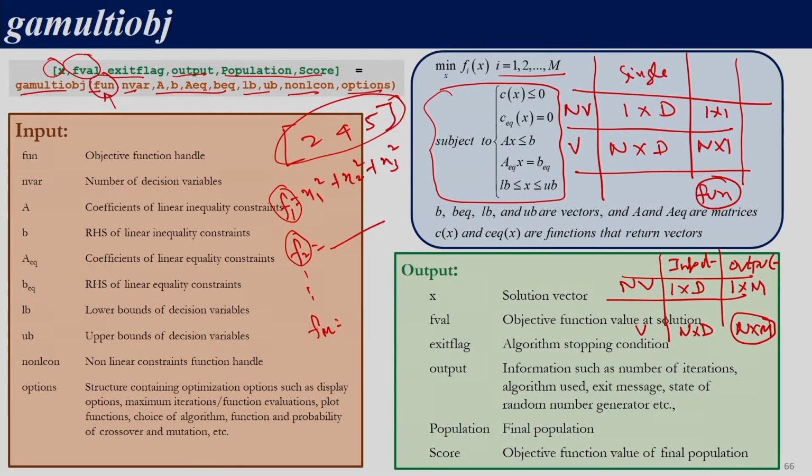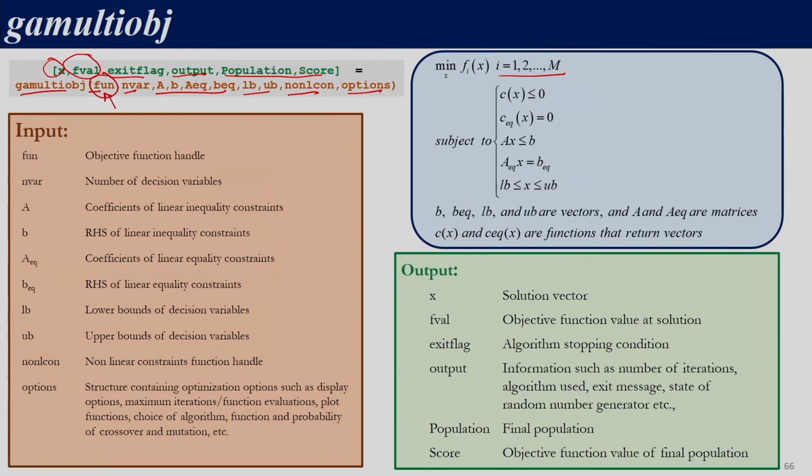Given a solution, our function file should be capable of sending values of both the objectives if we have two objectives, or m values if we have an m objective problem. So, that is the difference in terms of the objective function file which we need to provide, right.